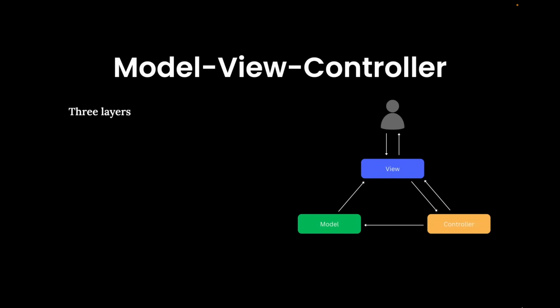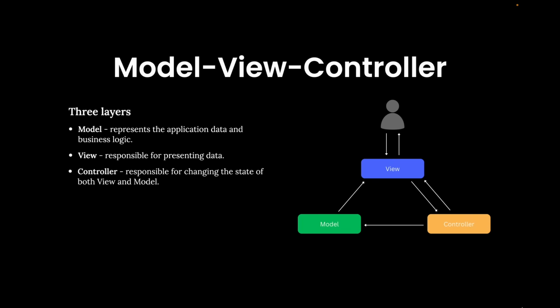MVC breaks an app into 3 main layers. Model represents the application data and business logic. This layer is usually represented by backend, database, and sometimes API. View, responsible for displaying data. This is the UI, what the user actually sees on the screen. Also, it can include UI logic like opening a modal window.